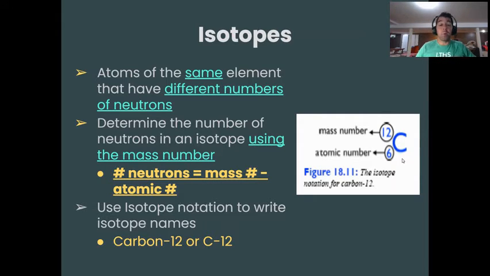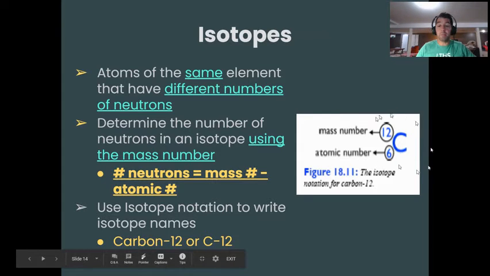Now, when we are identifying or writing that isotope of an element, we would write it using the mass number. So down here, this carbon atom, we would write as carbon-12 or C-12. That again is the most common form of carbon.